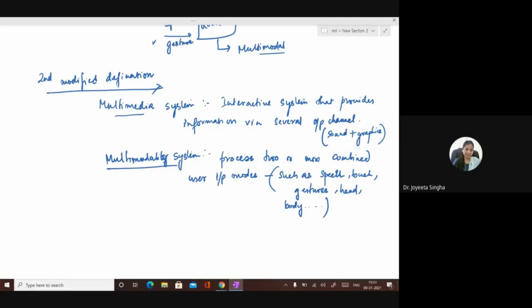Okay, now you will get another definition. Wait, it is not finished yet, this is the second modified definition. In the third modified definition it will be cleared. A smartphone you could call multimedia, but in general, if you look at the research papers now, you will find it called a multimodal system. We'll come across it. Let me move on to the third definition and then I'll clarify it.